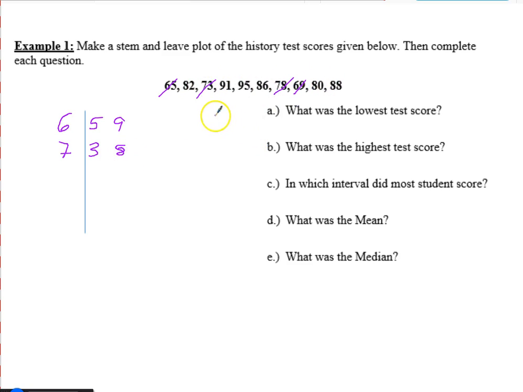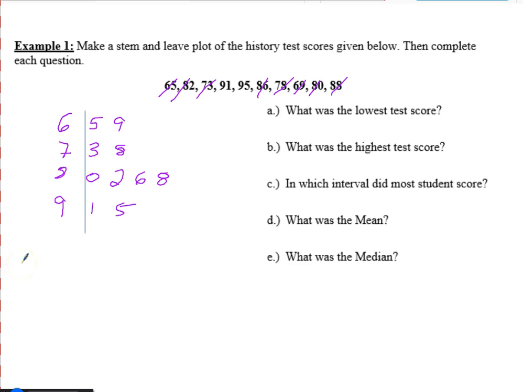Now I'm going to look at the numbers that are in the 80s. So I have 80, and then I have 82, I have 86, and I have 88. So that takes care of all of those numbers. And then lastly, I'm going to look at the 90s, and I just have 91 and 95.